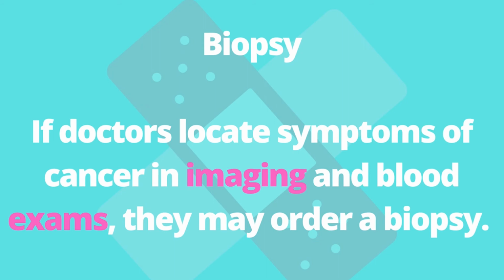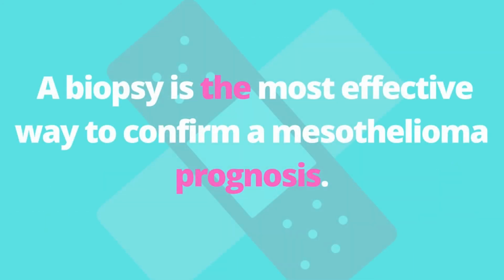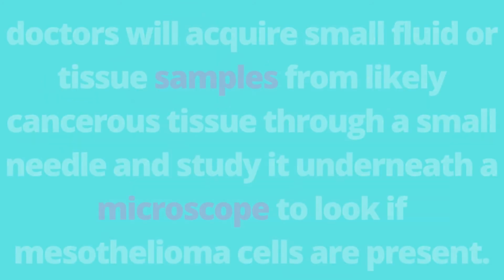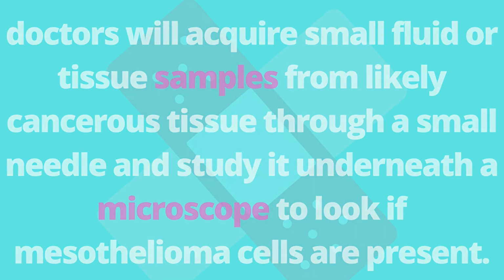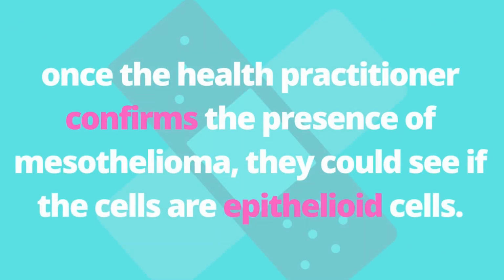Biopsy. If doctors find signs of cancer in imaging and blood tests, they may order a biopsy. A biopsy is the most effective way to confirm a mesothelioma diagnosis. Doctors will collect small fluid or tissue samples from possibly cancerous tissue through a small needle and study it under a microscope to see if mesothelioma cells are present. Once the doctor confirms the presence of mesothelioma, they can see if the cells are epithelioid cells.